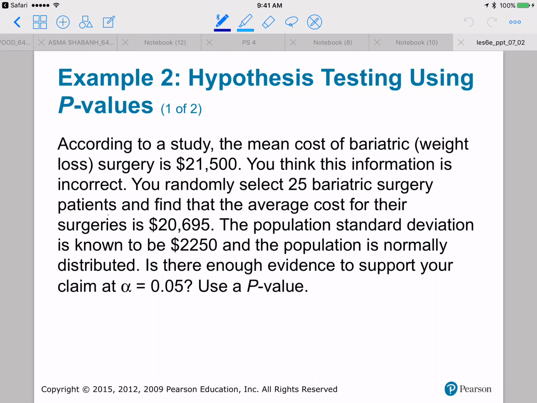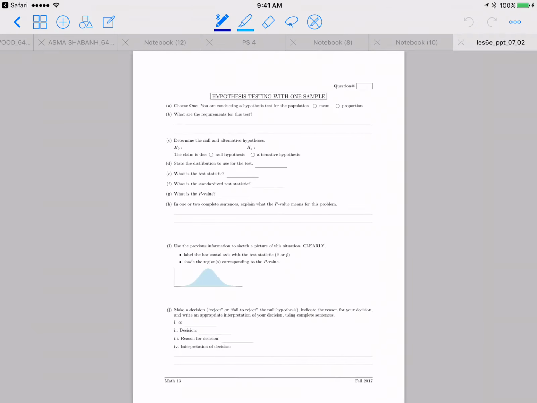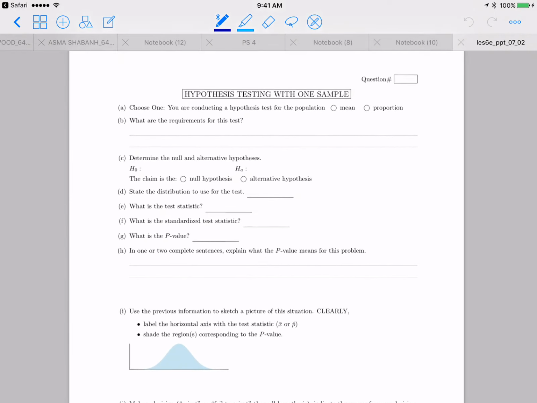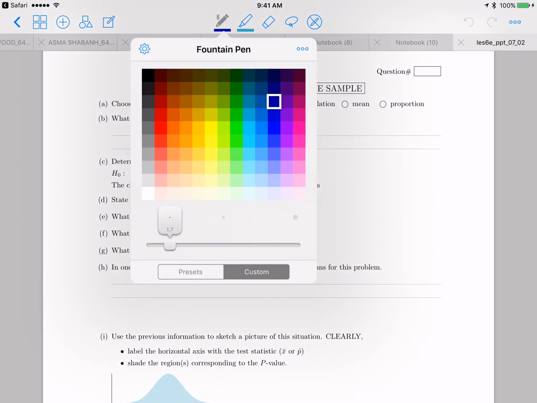Use a p-value. Okay, so I've got this little sheet here that we'll fill out with the important information, and I also have a copy of the form that we'll be using on the final exam. So I kind of want to go back and forth and show you how to answer the question in a way that would be appropriate for the final exam.